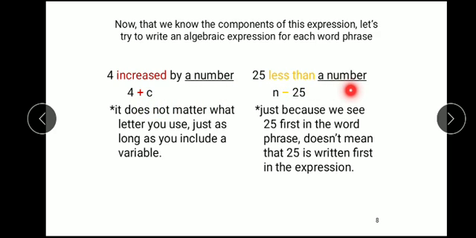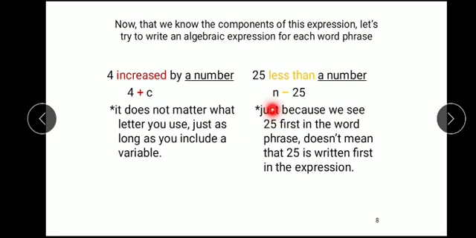25 less than a number means 25 is less from that number. So let the number be, suppose, n. So n minus 25. It does not matter what letter you choose, just as long as you include a variable. It means it does not matter; we have taken here C. We can take any variable, any letter, A, B, C, anything we can take.